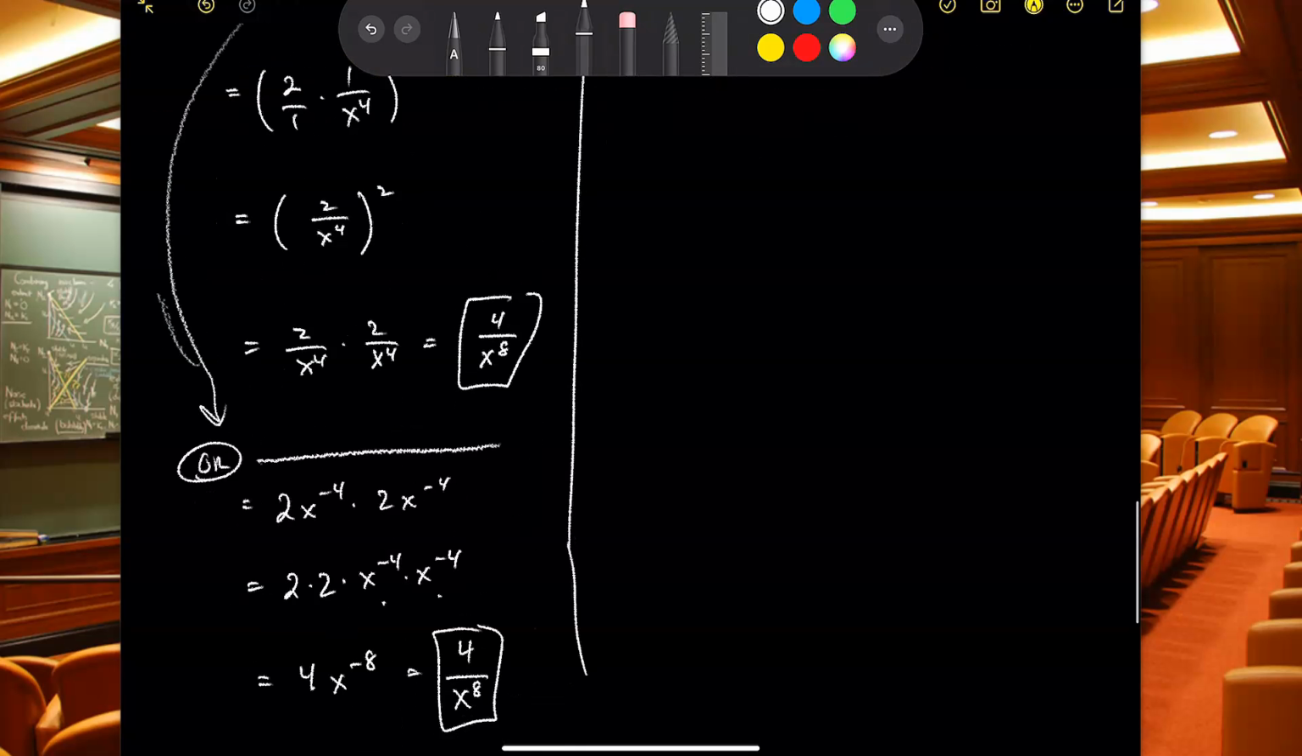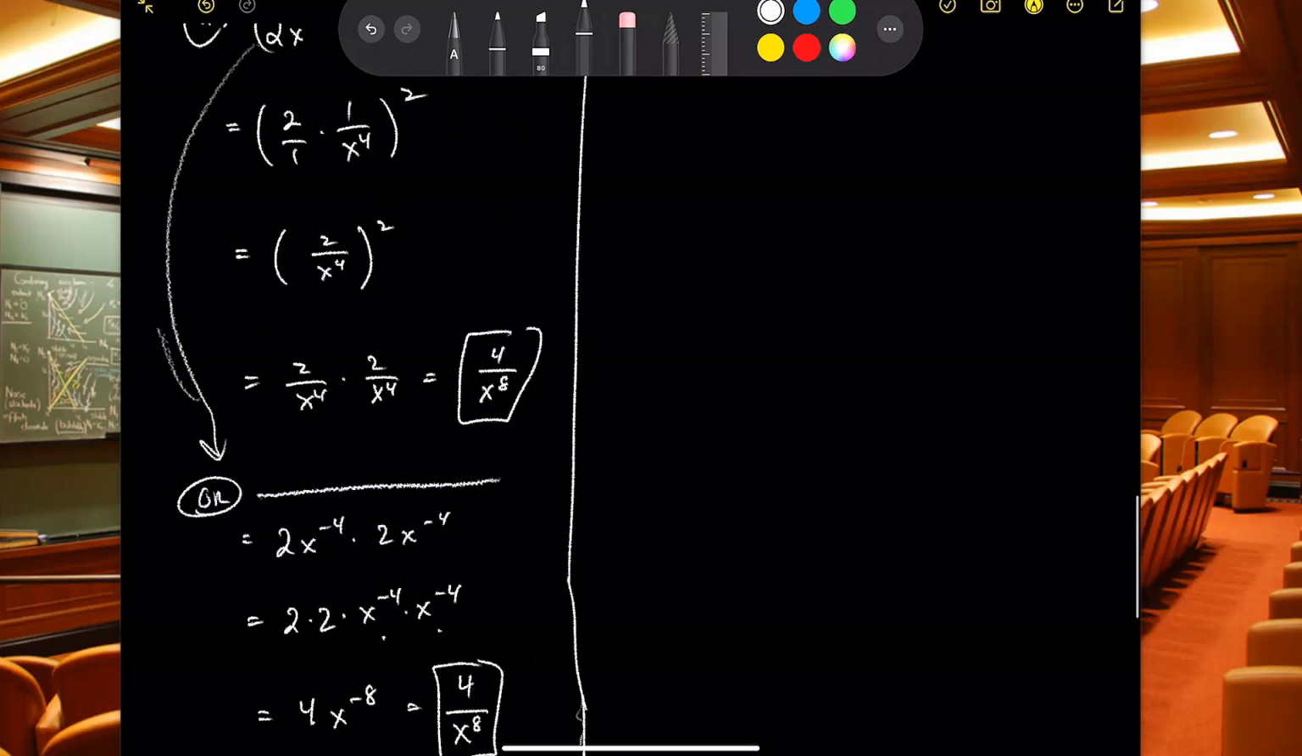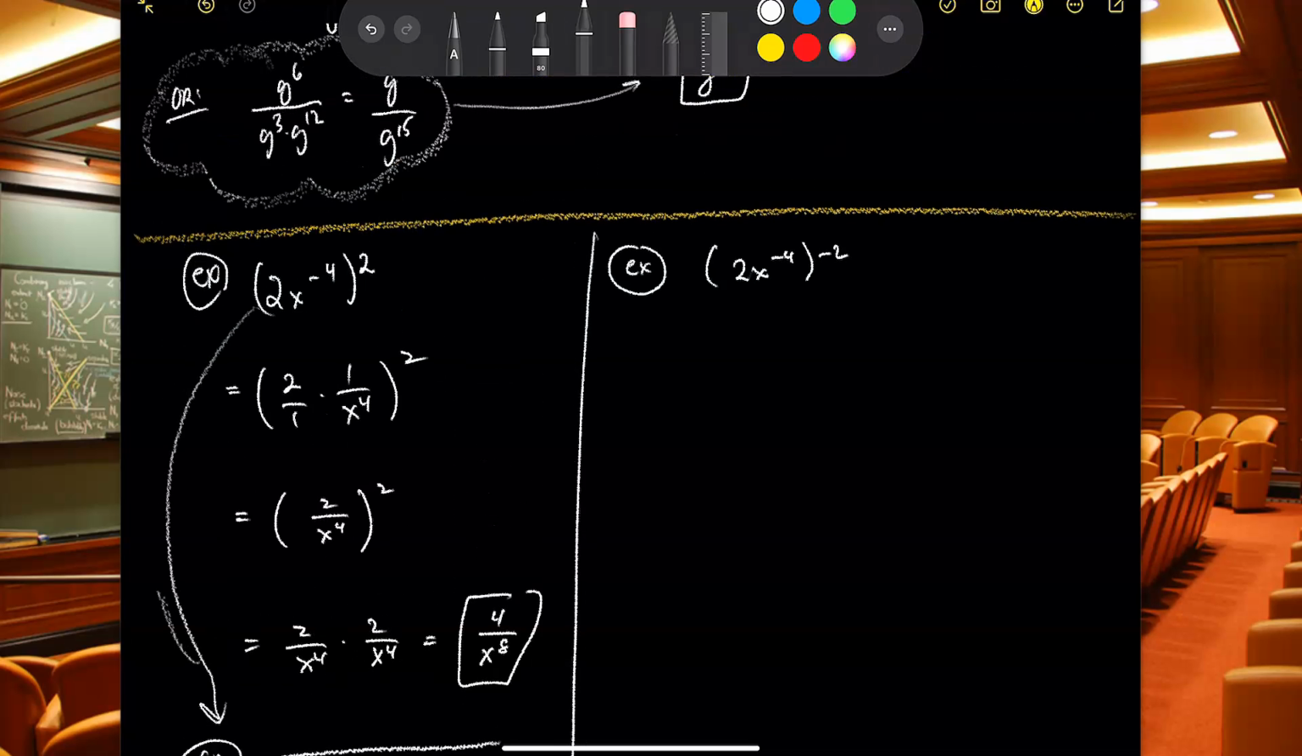For this one, this is a different problem. Obviously the values look similar, but what's the difference? Here I have a negative 2 up here. So all of this to the minus 2, what does that really mean? Well, we might be better served by working on the inside here first, just like we've done before, getting that to a simplified place before worrying about this.